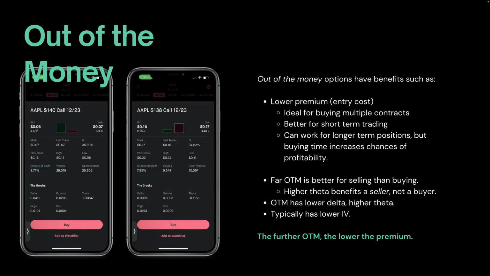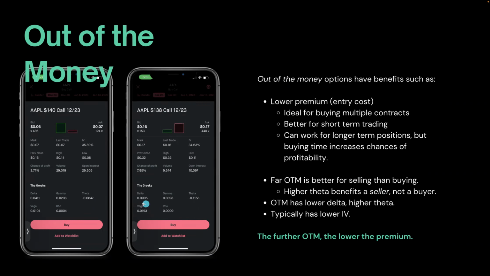Where was I? Oh yeah, high theta benefits the sellers. Out of the money has lower delta. So over here you can see the delta. This is really out of the money, but you have like a $9 delta and a $11 theta. So this is a little higher. Over here it's a little higher too. And these typically have a lower IV. So the further out of the money, the lower the premium.